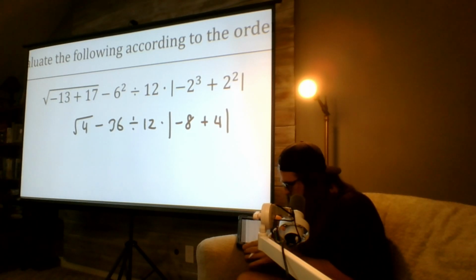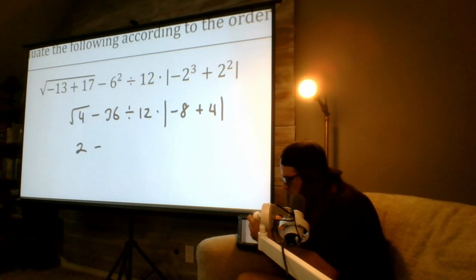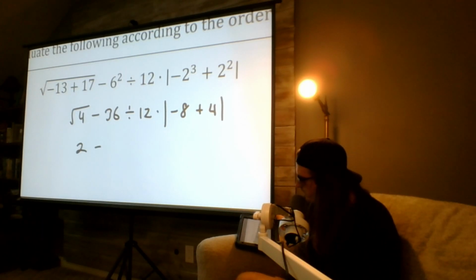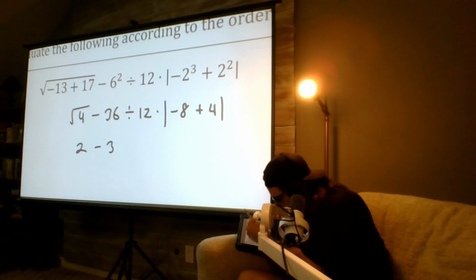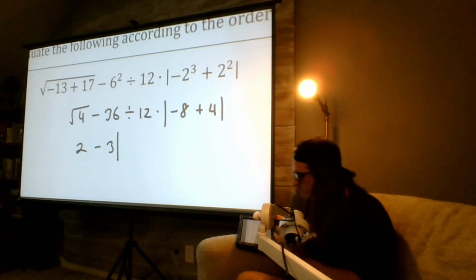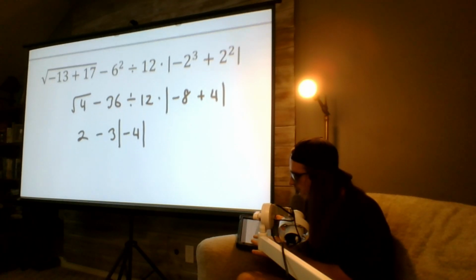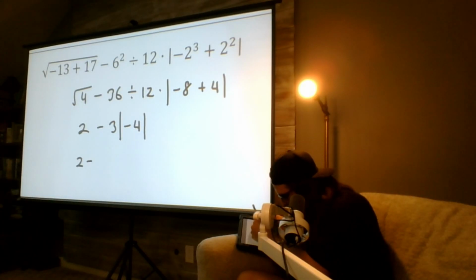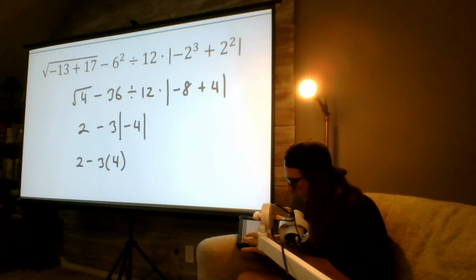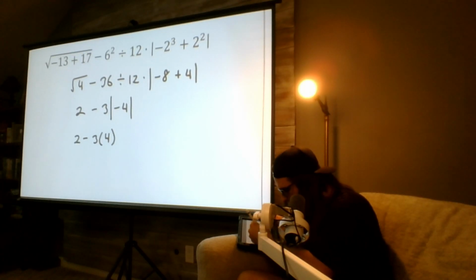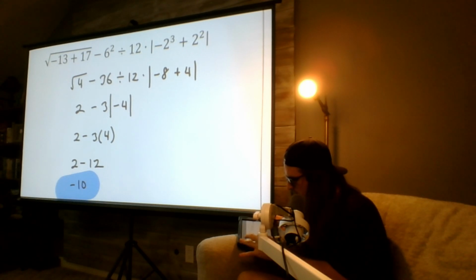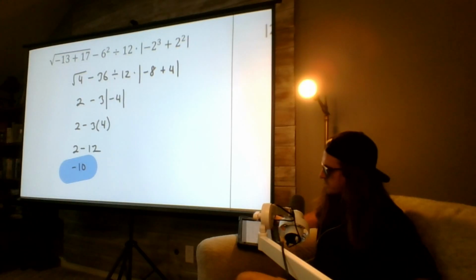The square root of 4 is 2. We can do the 36. Let me think about this. Can we do 36 divided by 12 right now? Yes, we can. That is going to be 3 times the absolute value of -8 plus 4 is -4. Now we're going to do the absolute value of -4, which is +4. Good. 3 times 4 is 12, and 2 minus 12 is negative 10. There you go. That's the whole problem.